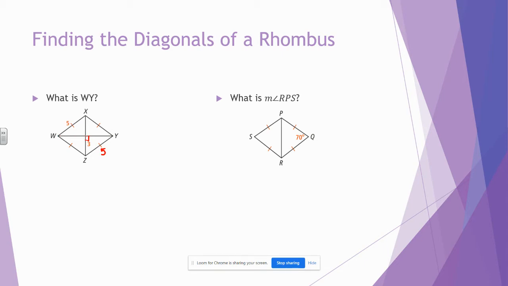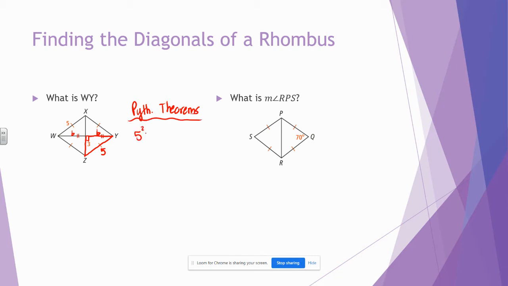Now let's take a look at just this triangle in here. We have a right triangle. We need to find this side of it, because these two sides are going to be equal, because our diagonals bisect each other. Our hypotenuse is 5, so let's set up our Pythagorean theorem, one of the best theorems in all of math.